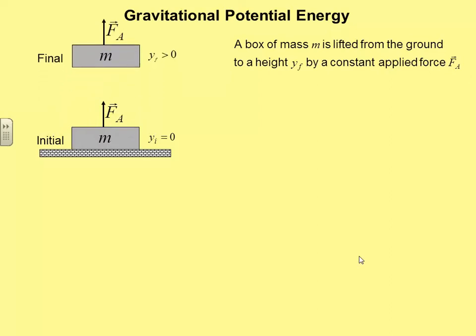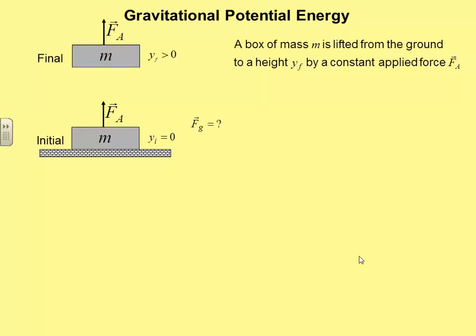So consider here a box of mass m lifted from the ground to a height y_f by a constant applied force F_a. And watch this again. So there it is. And it's just being lifted up to another height. Now by lifting it, we are of course storing gravitational potential energy. Now that gravitational potential energy is being stored because of the force of gravity.